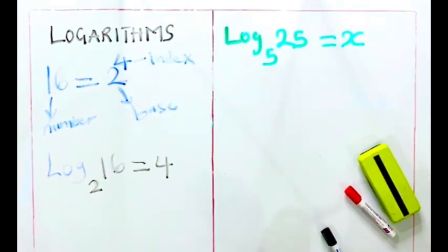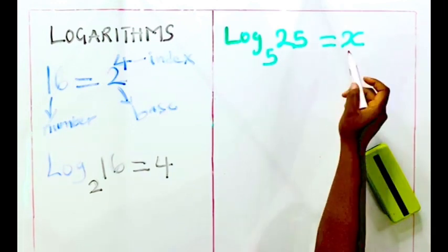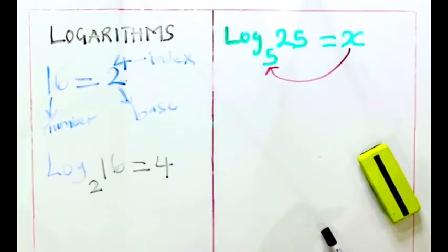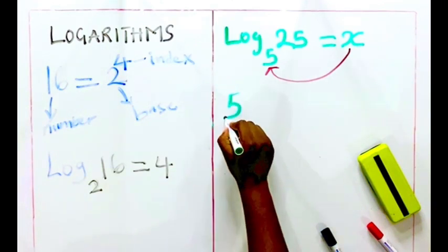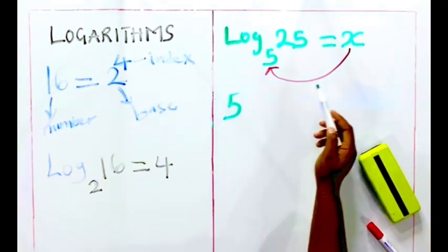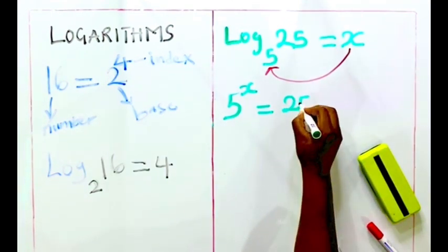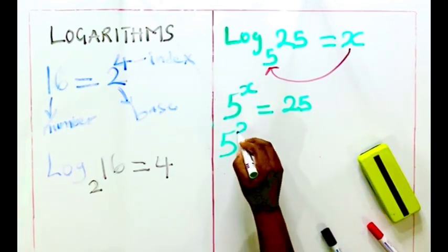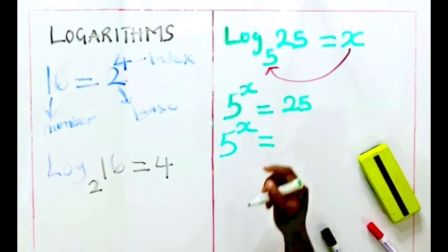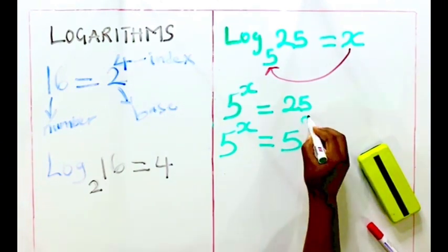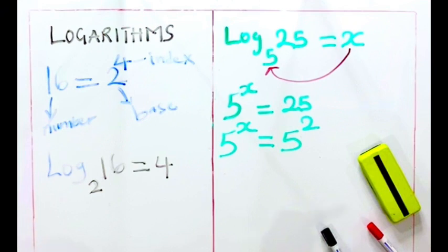What you simply do is you take x to 5. This will be written as 5. Remember that 5 is the base. 5 raised to the power of x equals 25. The index form of 25 is 5 raised to the power of 2. This means that 5 times 5, or 5 multiplied by itself 2 times, equals 25.